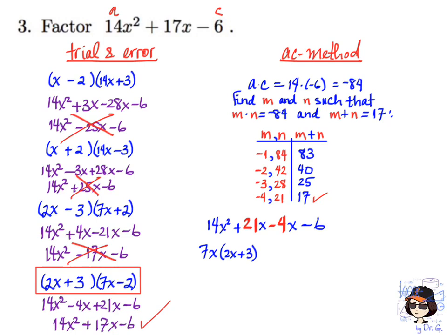Now, in the last 2 terms, I have negative 4x minus 6. The GCF there is just negative 2. It could be positive 2. Well, whenever you're looking for a GCF and the first term or one of the terms is negative, it's usually best to factor out the negative GCF. So let's factor out a negative 2.